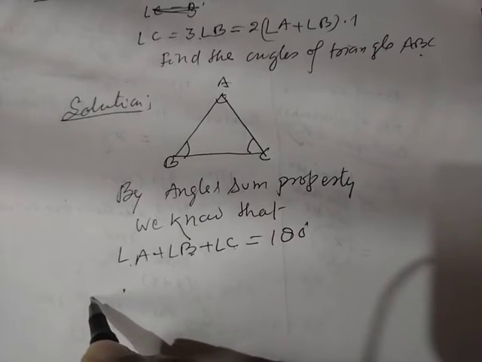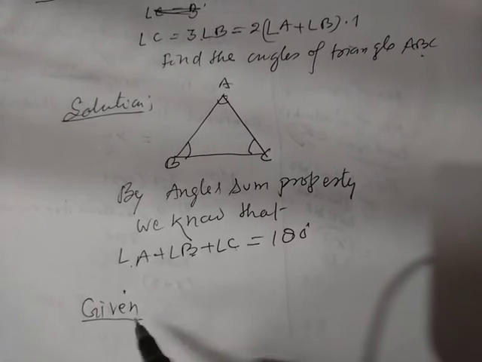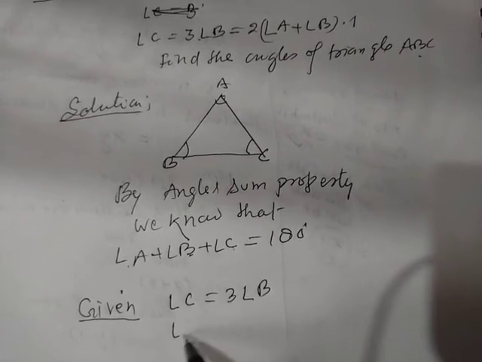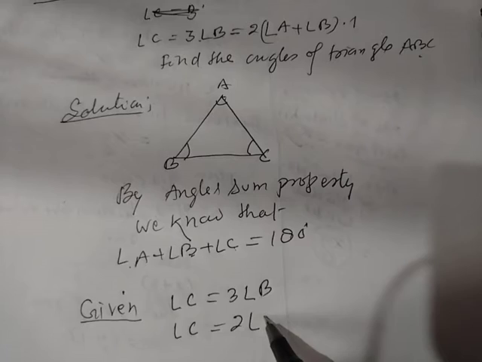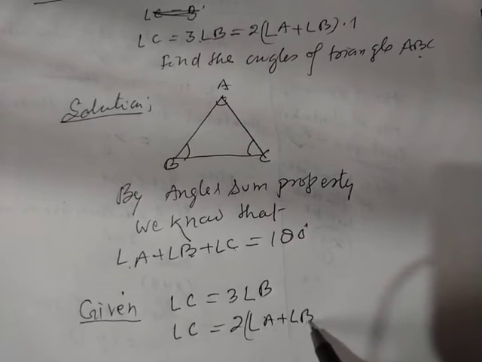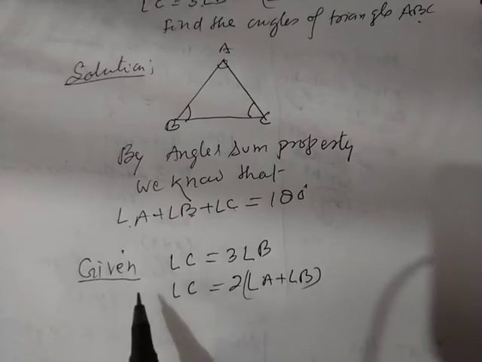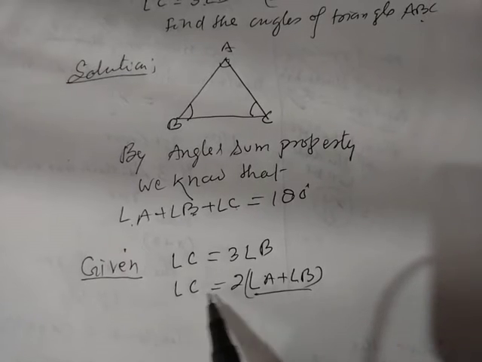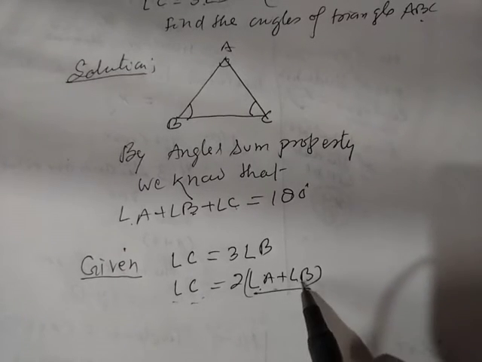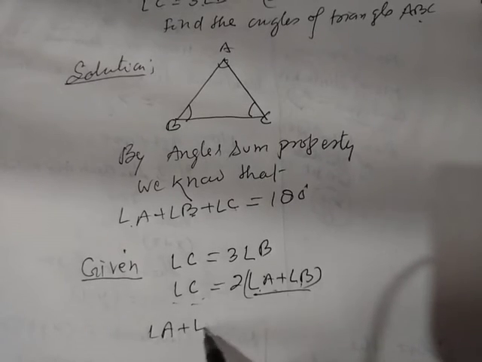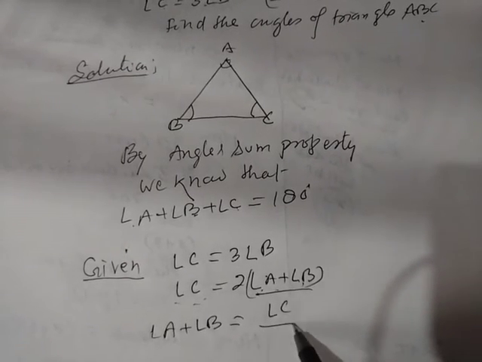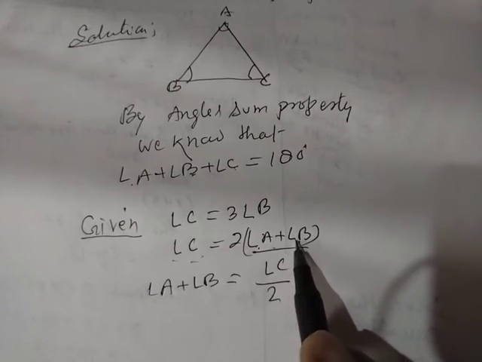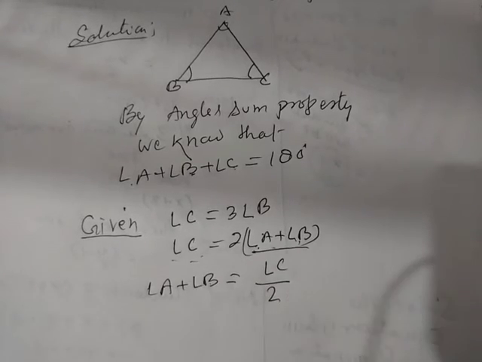Now given, angle C is equal to thrice angle B, angle C is equal to twice angle A plus angle B. From this condition you find out angle A plus angle B. Angle A plus angle B is equal to angle C by 2.